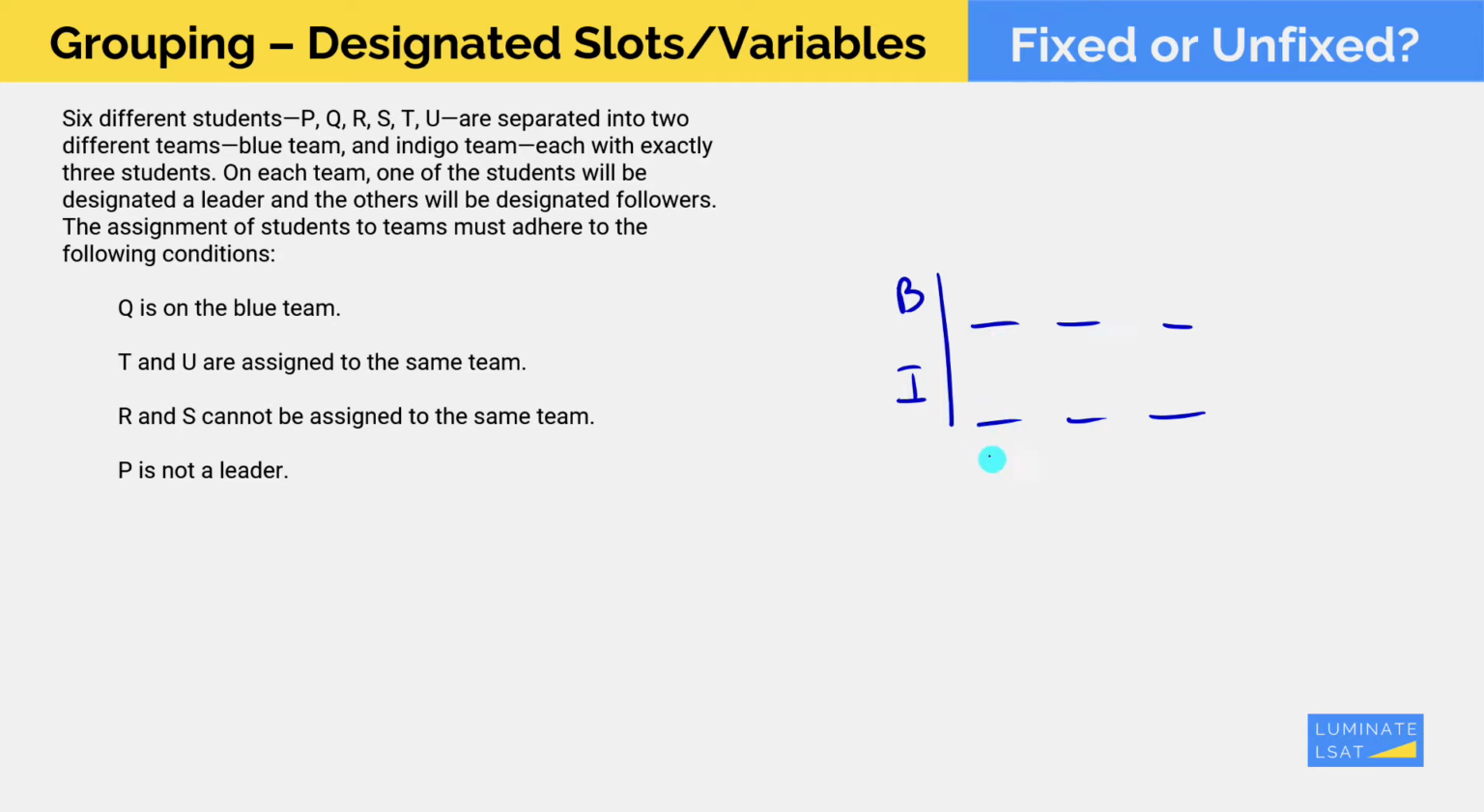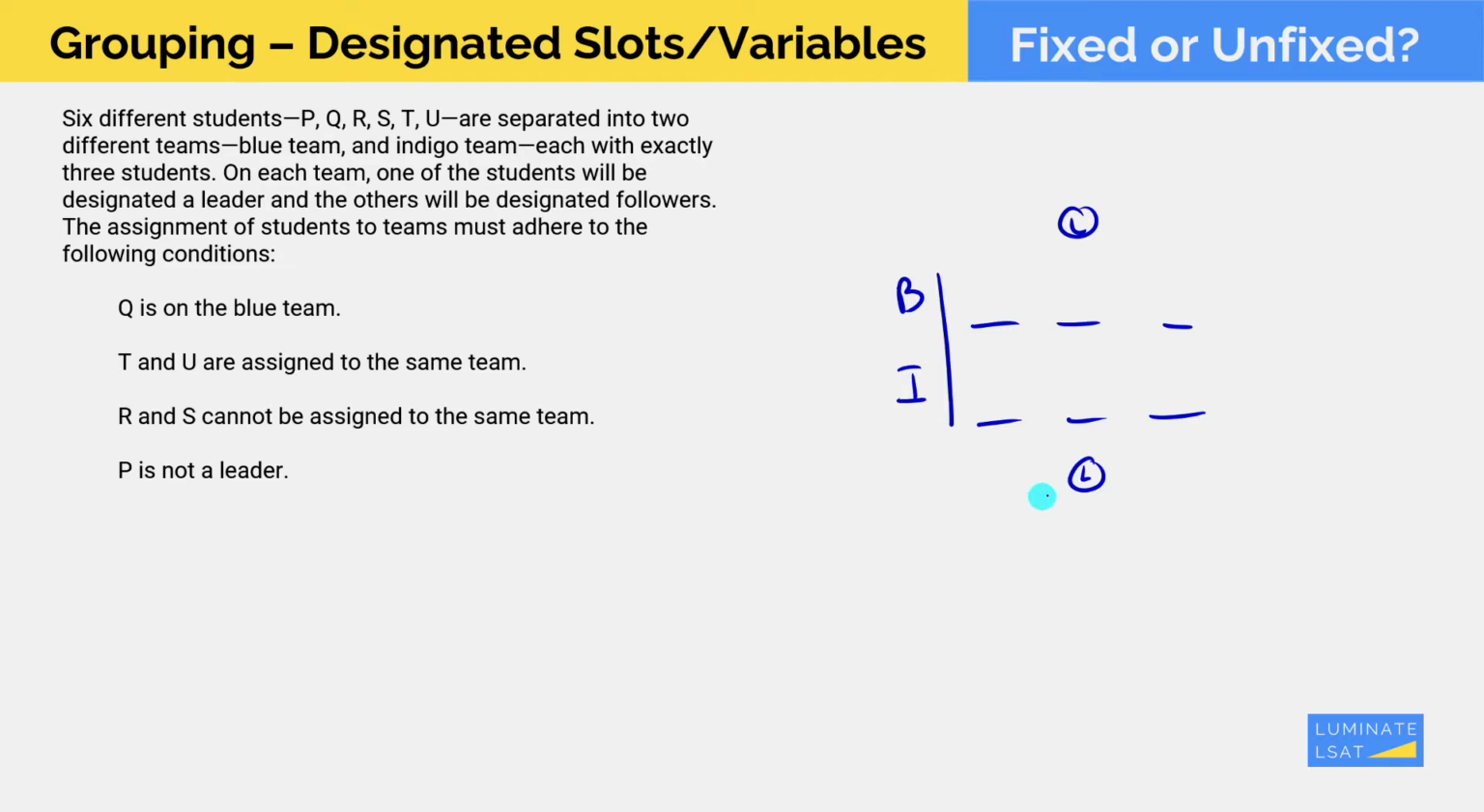Now the other way to handle the designated slot or variable rule is to maybe write a floating L or even a star. Sometimes people would just use a star as whatever the designation is. But here I'll write L for leader. There's one leader in the blue group, and then there's another leader in the indigo group. And here we're not assigning the leader to a particular slot. We're just keeping track of the fact that one of these slots is going to be a leader.